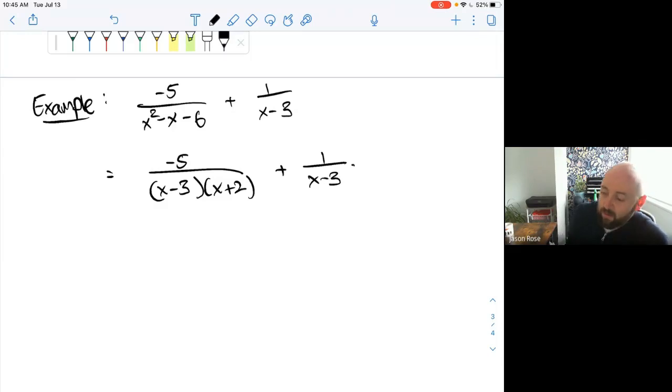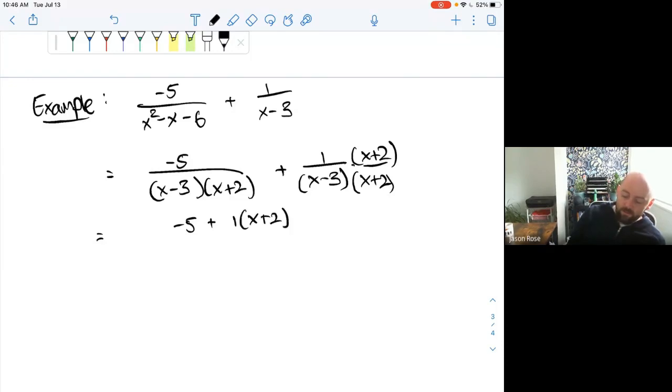So now in order to make it work, I just need to multiply over here by x plus 2 over x plus 2. Apologies for anybody, I wrote down the question wrong the first time so that this point wasn't able to be made. You always want to factor denominators before you start, just to make sure that it's going to work out. Now we have the same least common multiple of the denominators. So it's going to be minus 5 plus 1 times x plus 2 all over x minus 3 times x plus 2.